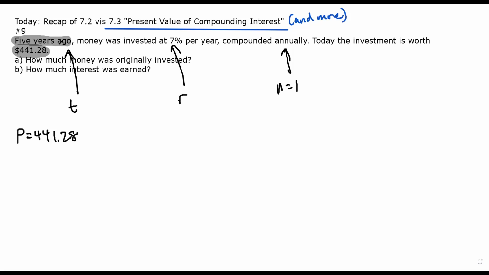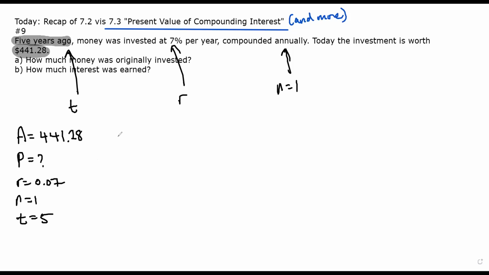But remember, in context, it's 5 years ago. Today is the final amount that I'm talking about, and 5 years ago, a certain amount was invested, right? And that's it. If you are able to understand the context, you would not make a mistake by putting that as P. The final amount is 441.28. What is the original amount? My R is 0.07, my N is 1, and my time, of course, is 5 years. The rest is just plugging it in, right?